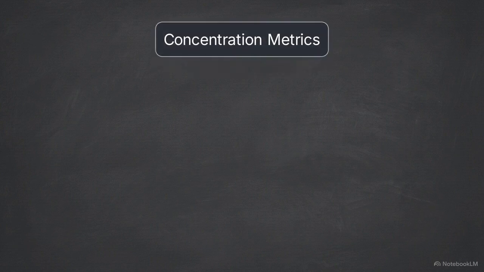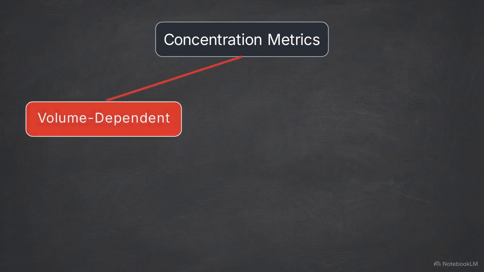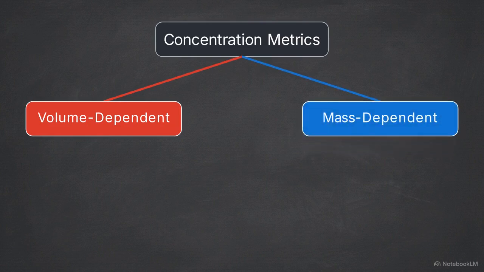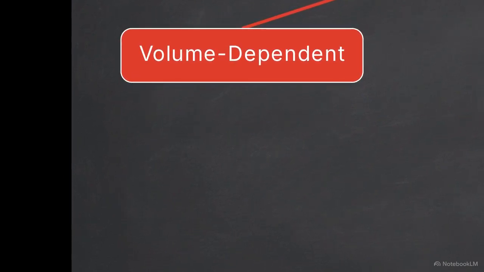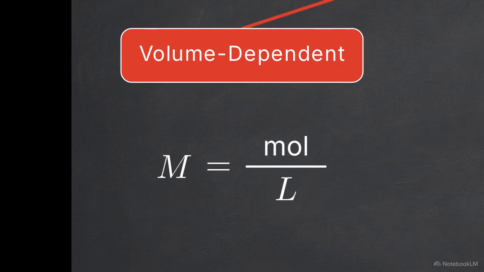This tree diagram illustrates the critical vulnerability in how we measure the concentration of those particles, temperature dependence. The red branch maps volume-dependent metrics, while the blue branch maps mass-dependent metrics. Any concentration metric that uses volume in its denominator fluctuates rapidly under thermal stress. Consider molarity. It is defined precisely as the moles of solute divided by 1 liter of the total solution.